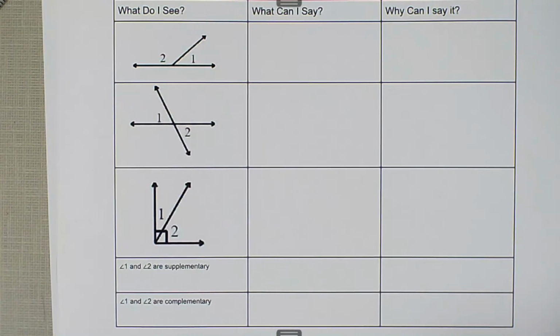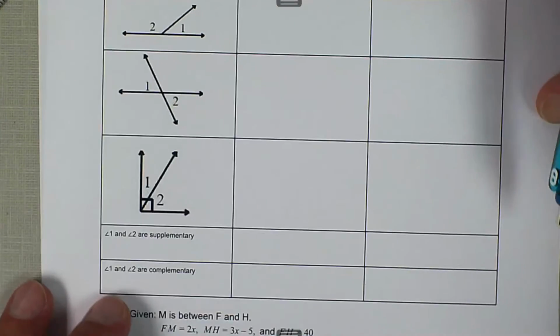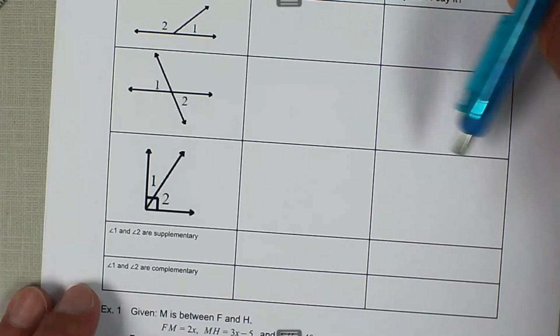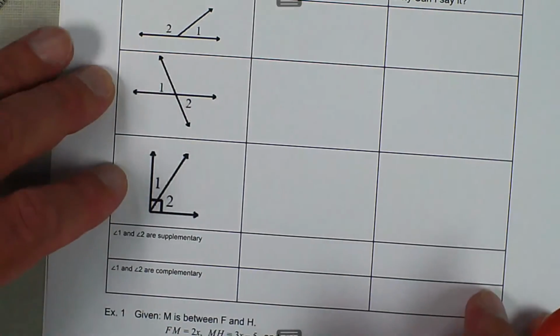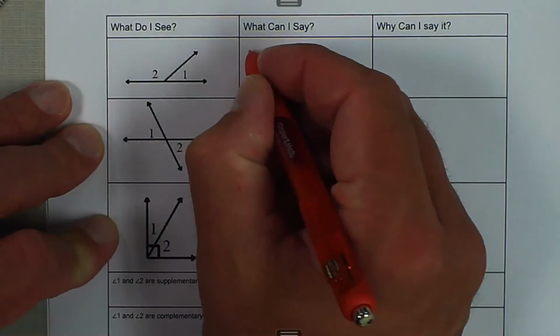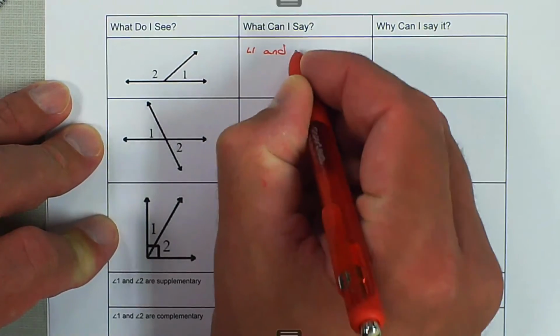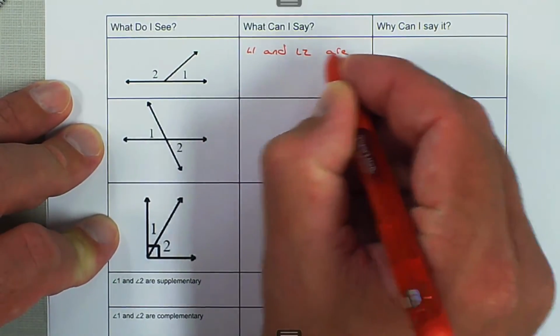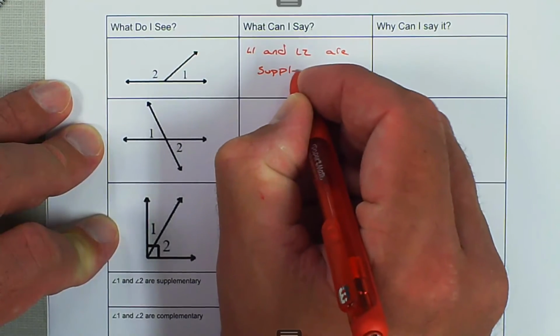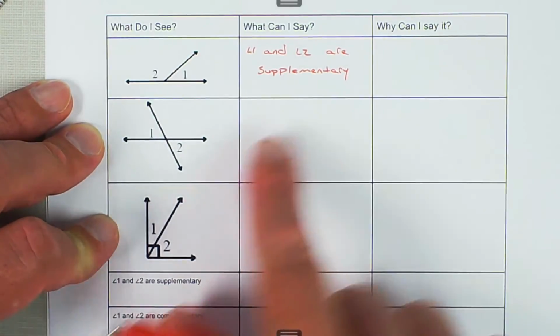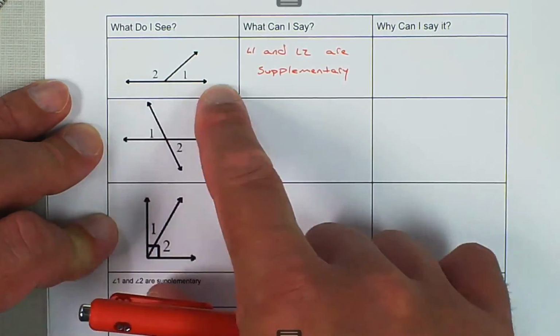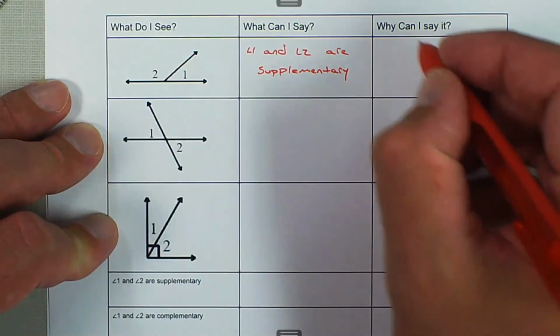Here it says, what do you see? And we have angle 1 and angle 2 shown on the drawing, and those make up a straight line. And so what we can say in this case is angle 1 and angle 2 are supplementary. And the reason that we know that they're supplementary is because they form a line here, and that would be linear pair theorem.